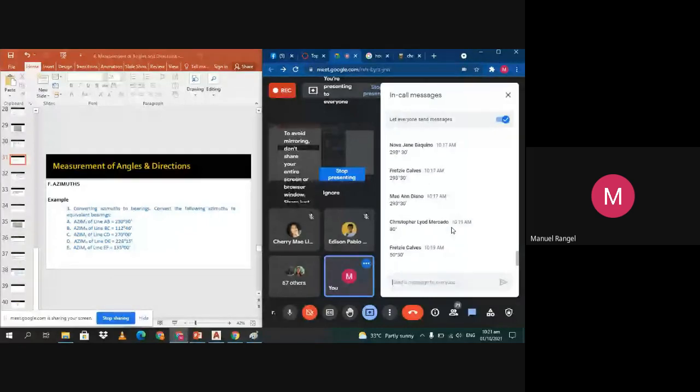Dapat na ay direction. Ang bearings is na ay direction. Dili angle lang. Okay, si Dave nakuha. Okay. Dave 50 degrees, 30 minutes is. Okay, letter B.